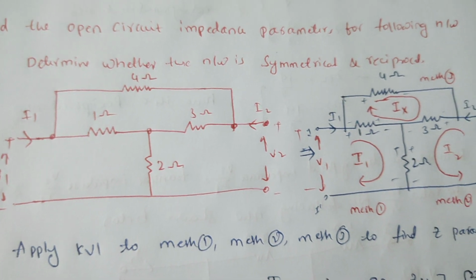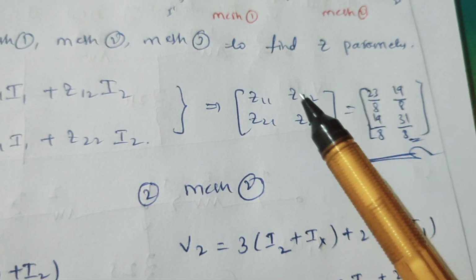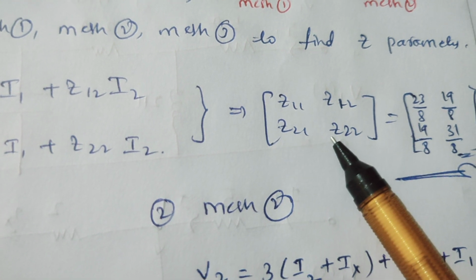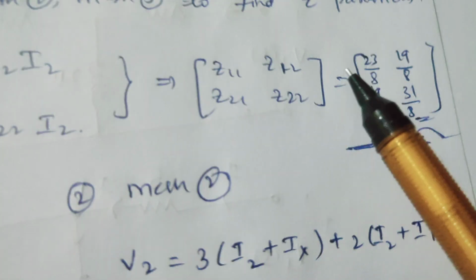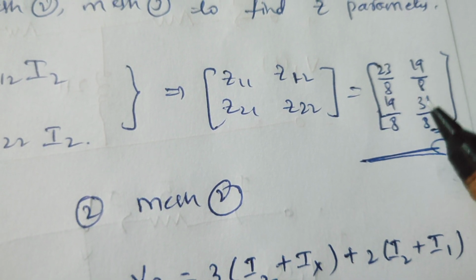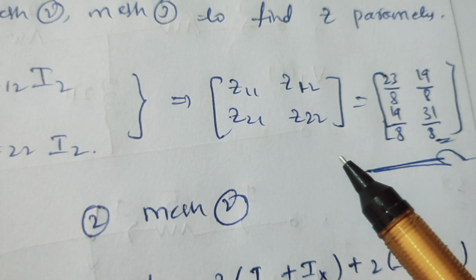In the question, they are asking to determine whether the network is symmetrical or reciprocal. We know if the network is symmetrical, we have to get the Z11 value equal to Z22, then only we can say the given network is symmetrical. Here we are getting Z11 as 23 by 8, Z22 as 31 by 8. So both are not equal, so the given system is not a symmetrical network.